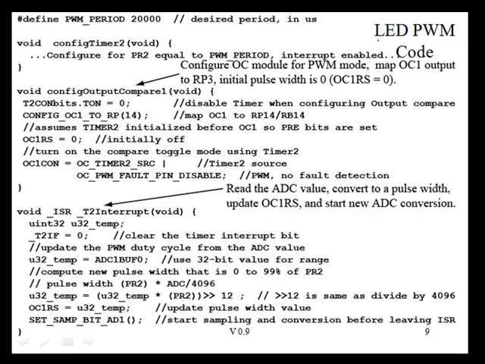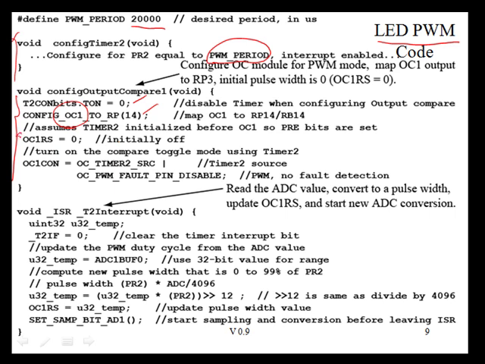Let's look at some code that accomplishes this pulse width modulation of the LED brightness. We're first going to configure timer 2 for a periodic interrupt. That's going to be equal to this period, which is going to be 20 milliseconds or 20,000 microseconds. We're also going to configure the output compare. We'll first disable the timer. We'll map OC1 to reconfigurable pin 14. That's where our LED is going to live.